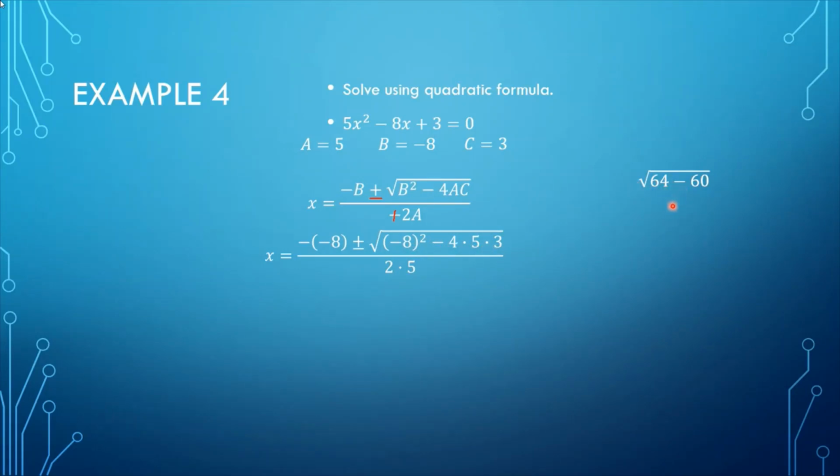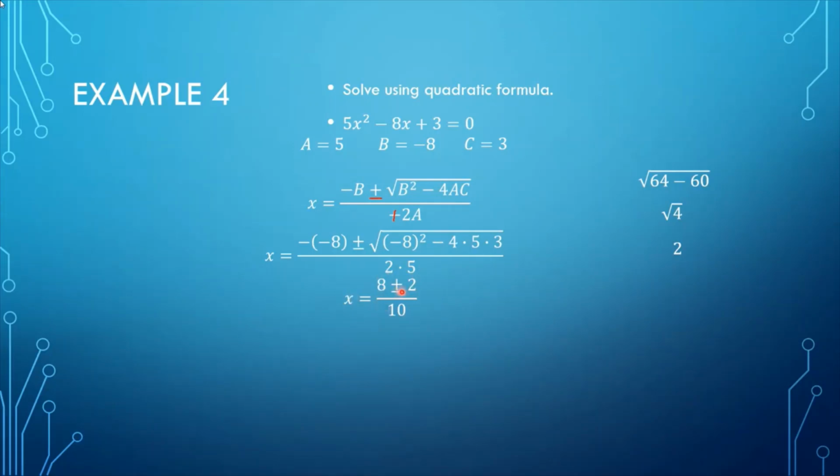So 64 minus 60, we call order of operations, right? You have to do the exponent first and then multiplication. Then subtract. 64 minus 60 is 4. Square root of 4 is 2. Now simplify this. So the opposite of negative 8 is 8 plus or minus 2. And then 2 times 5 is 10.